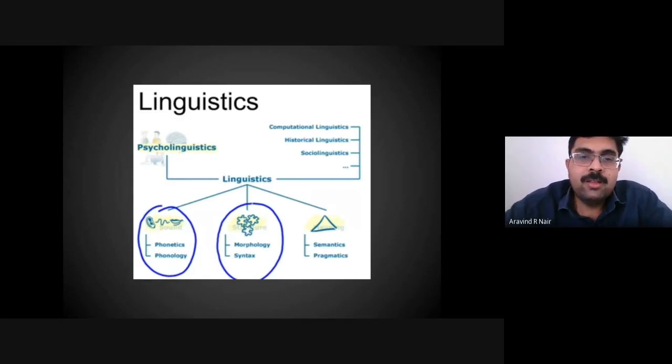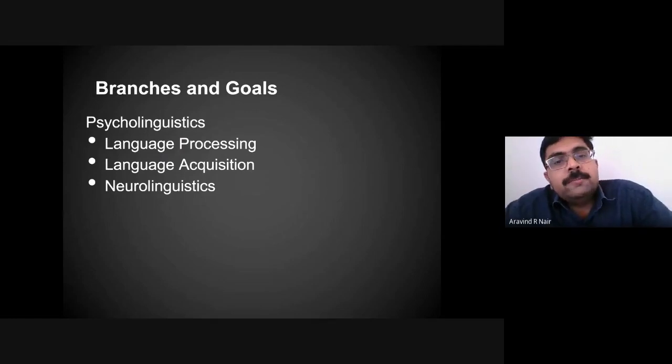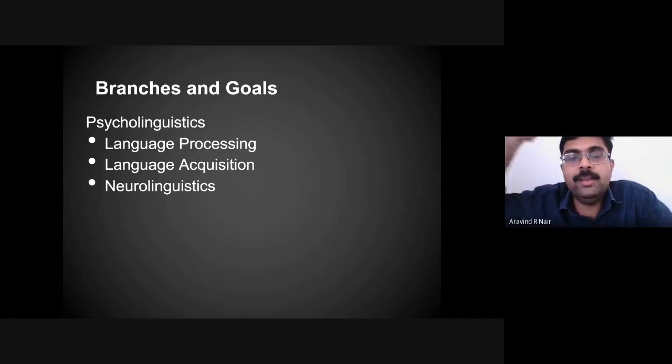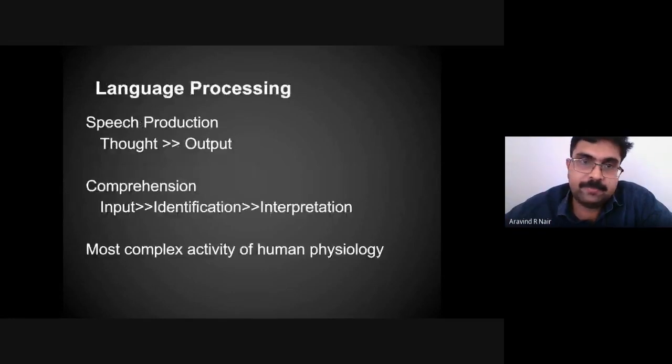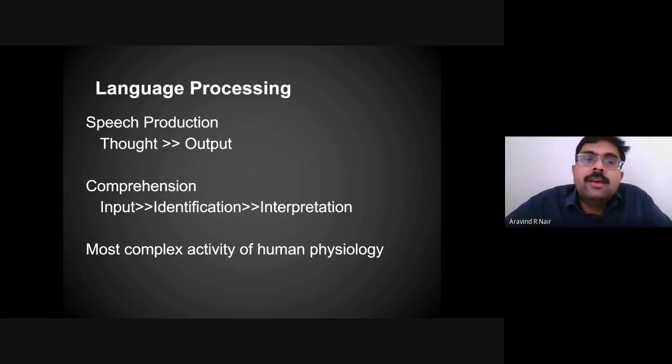Okay. So anyway, coming back to linguistics, we have some branches and goals of linguistics. As I said, linguistics is interested in understanding language processing, how language is processed by the brain, how language is acquired by the brain, and also the various kinds of structures in the brain, neurolinguistics, through which language is processed. Okay. So coming to the first of these ideas, language processing. By language processing, we mean the conversion of thought to speech.